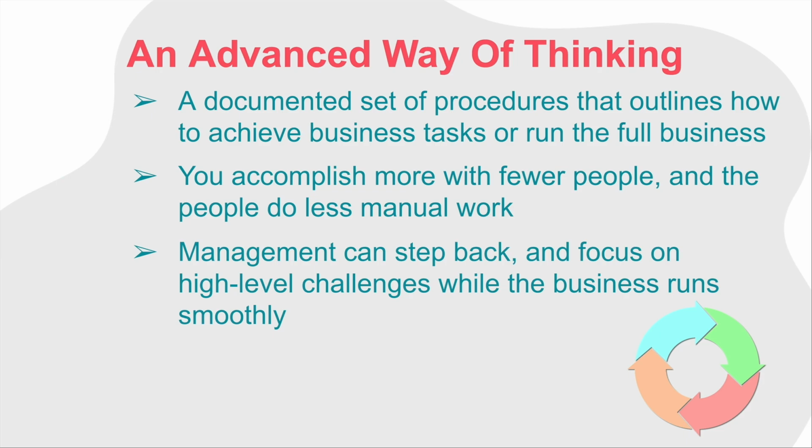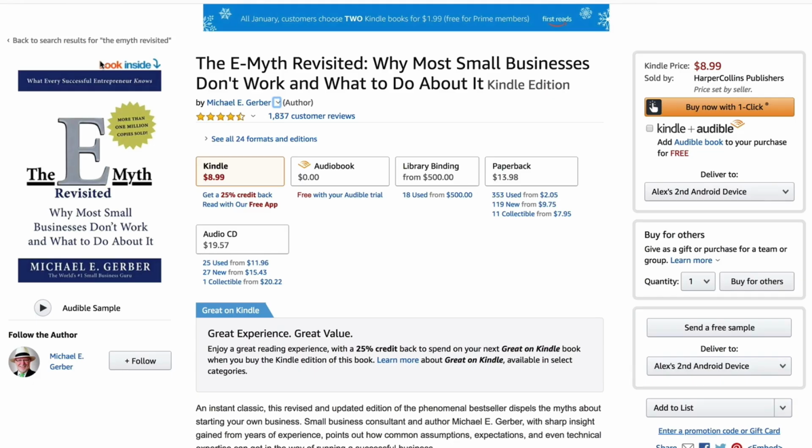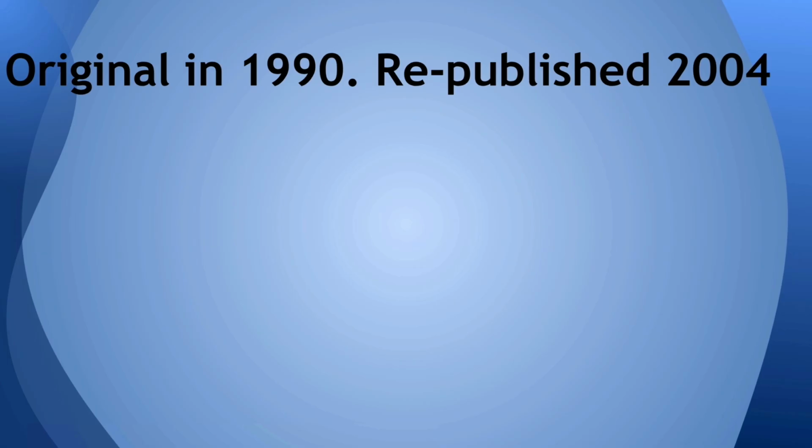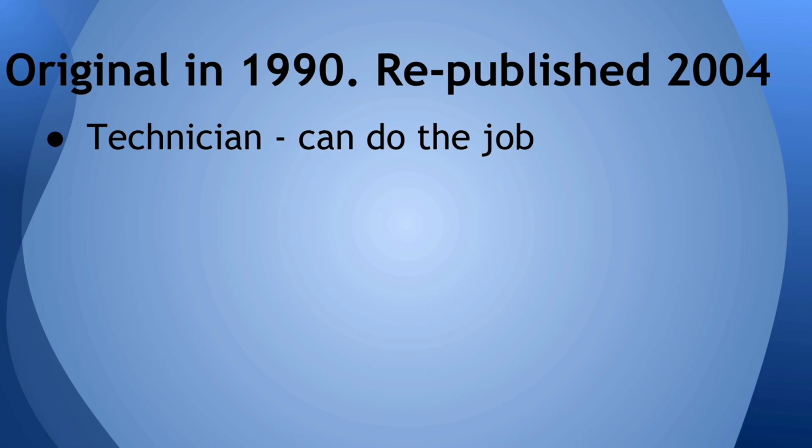In this video, I want to introduce a very famous business book which will help you understand how to build business systems from scratch. The book is called E-Myth Revisited. It's the entrepreneurship myth. It is really one of the cornerstone business books. So let's go over what this book covers. It was originally published in 1990 and republished in 2004. That's the revisited part. And it talks about three roles in a company.